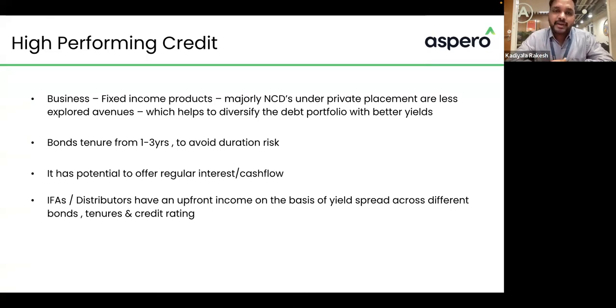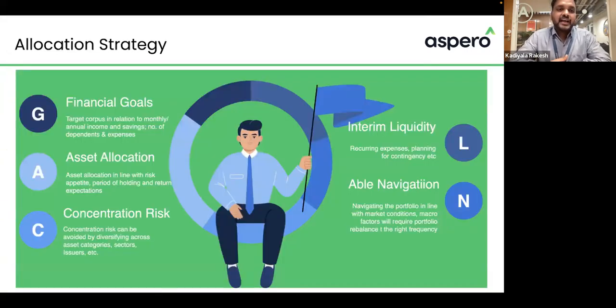And before suggesting the paper to your end investor, I request all the distributors and IFAs to go through the details of the issuance, like the term sheet, IM, rating rationale of the particular entity, and the current financials of the company. Post evaluating all these things, you can take a decision whether to suggest this particular paper to your end investor or not.